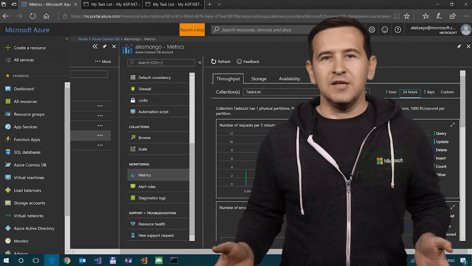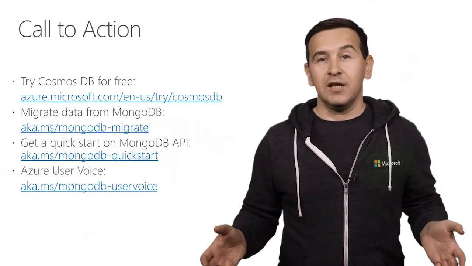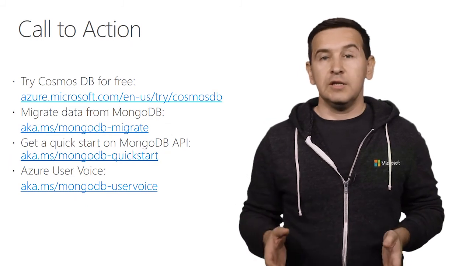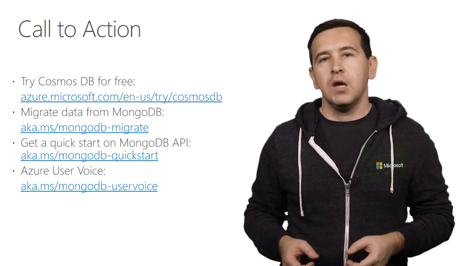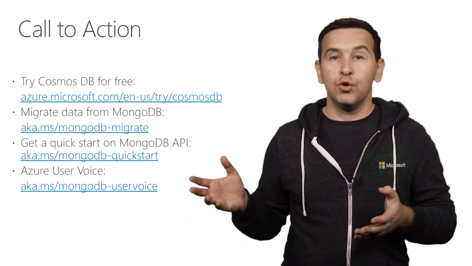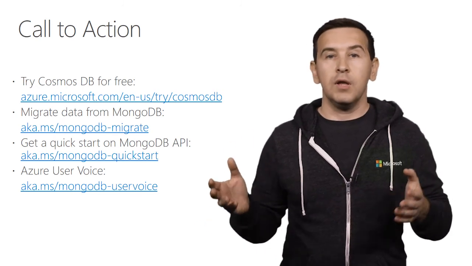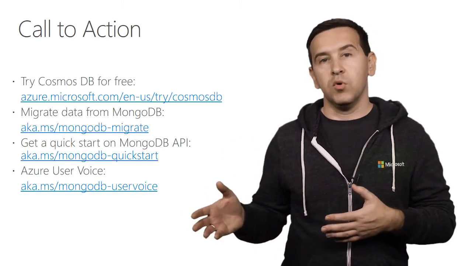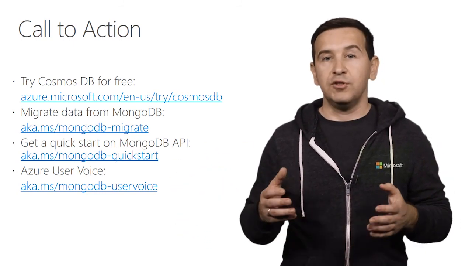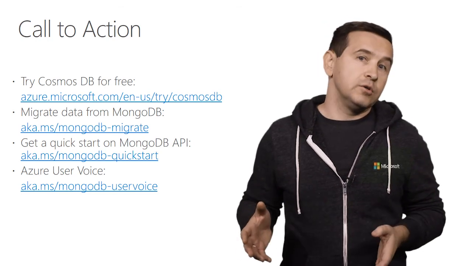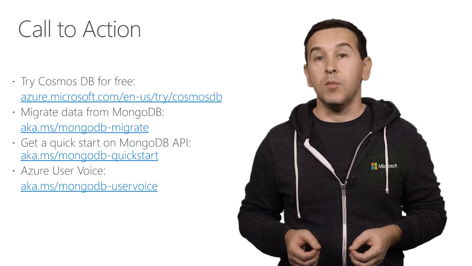Now that you've seen how easy it is to migrate your existing MongoDB application to Cosmos DB, we can take a look at the resources. Here you see the links to the time-limited but full fidelity trial of Cosmos DB, the guide to MongoDB data migration to Cosmos DB with links to data migration tools, both our data migration tool and Mongo Restore and Mongo Import tools, the quick start for MongoDB API with the code that I have just been running, and an Azure User Voice page where you can vote for features you would like to see in Cosmos DB MongoDB API.